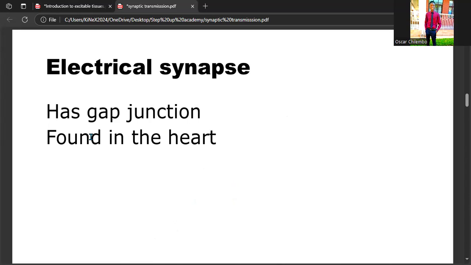Why? Because the electrical synapse transports electrical impulses at a very fast rate because there is no delay. There is no electrical delay.